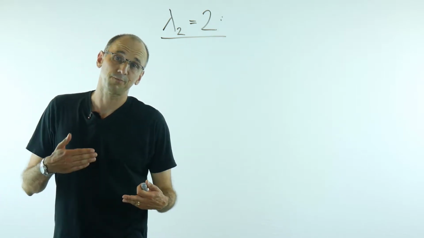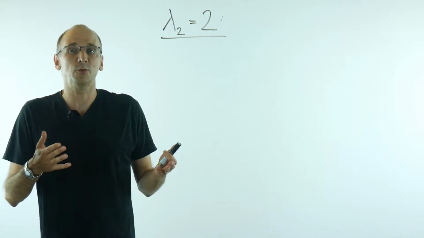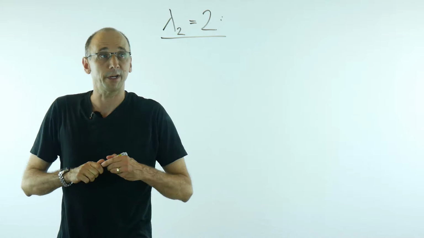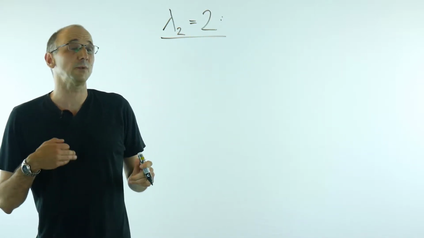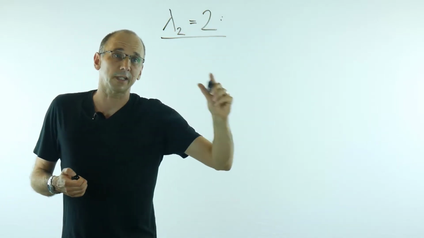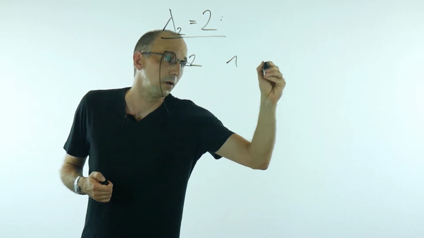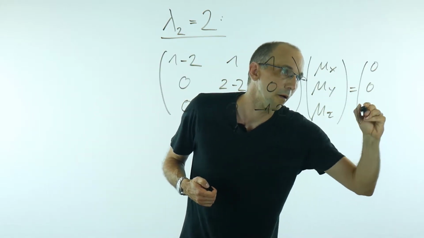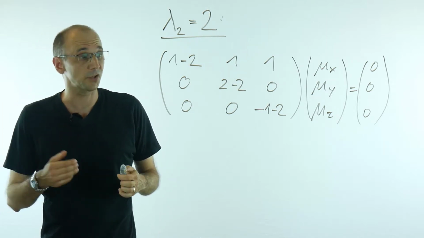Now I will repeat this for the second eigenvalue, not for the third. The third will be too easy, and I hope that the principle is clear after this one already. So let's look at the second eigenvalue, and we look for the second eigenvector. If I subtract this from the diagonal element of my matrix, I get, and again, 3 equations, 3 unknowns, I can solve this.